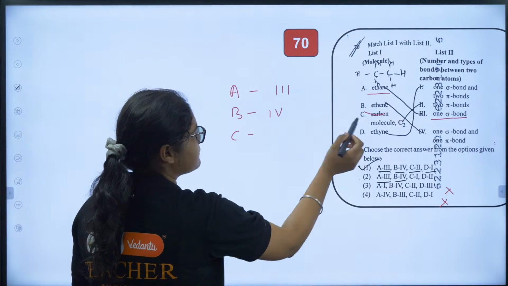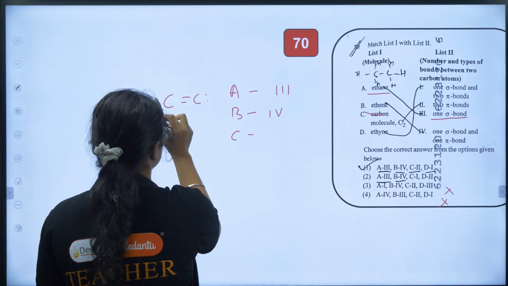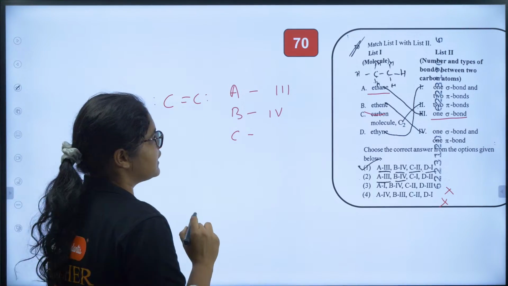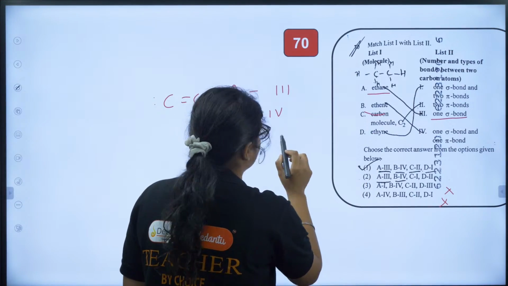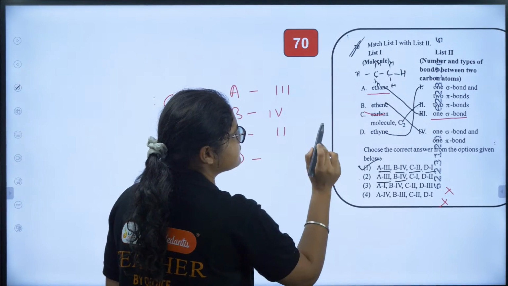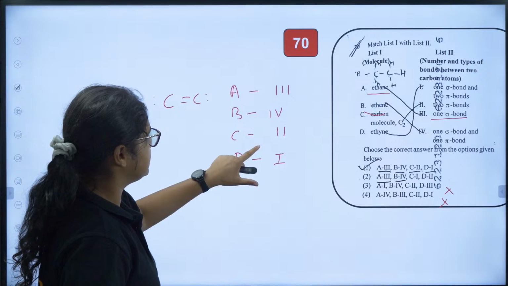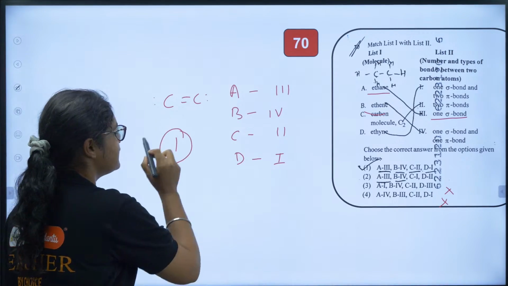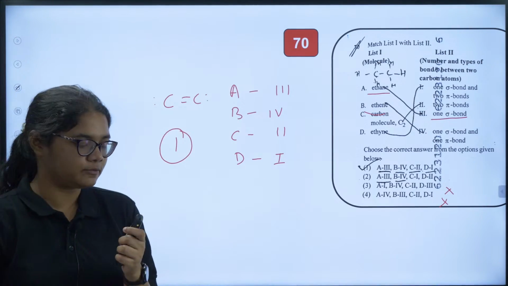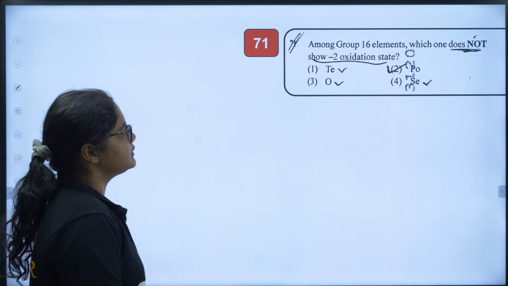Now if you see C, the carbon molecule, the structure is like this. So it has 2 pi bonds, so that will be your option number 2. And then if you see D, it has 1 sigma bond and 2 pi bonds, so the option will be 1. So A3, B4, C2 and D1, that is your option number 1. The correct answer will be option 1 for this question. Now let us see the next question.